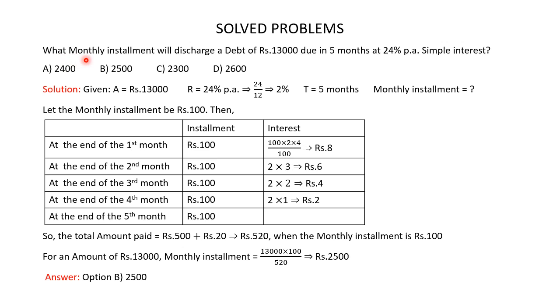What monthly installment will discharge a debt of rupees 13,000 due in 5 months at 24% per annum simple interest? Here you are given 4 options and you have to find out which of these options is the correct one.